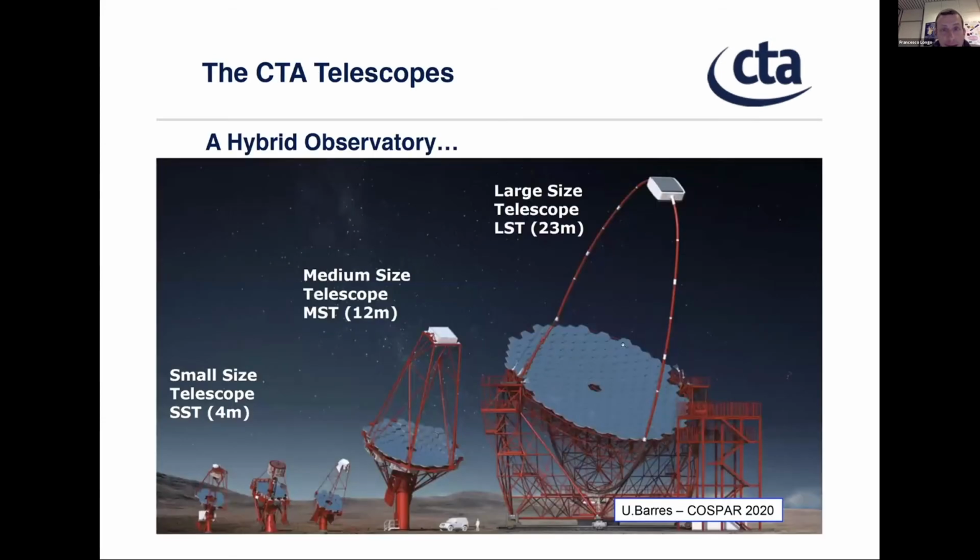To build that, we are thinking of having 3 types of telescopes. We have the large size telescope of 23 meters, and the medium sized telescope of 12 meters. This was still the 1 mirror design. There is another design currently being proposed with 2 mirrors also for the medium sized telescope, and the small size telescope of 4 meters, where recently the 2 mirrors geometry was decided.